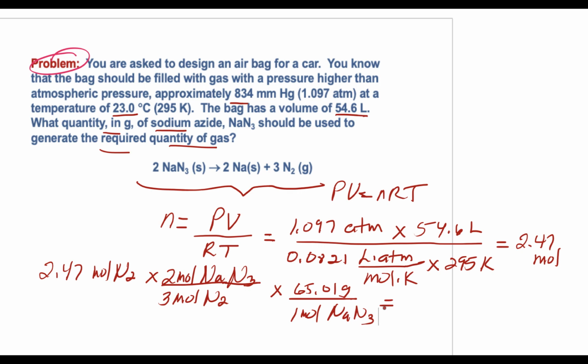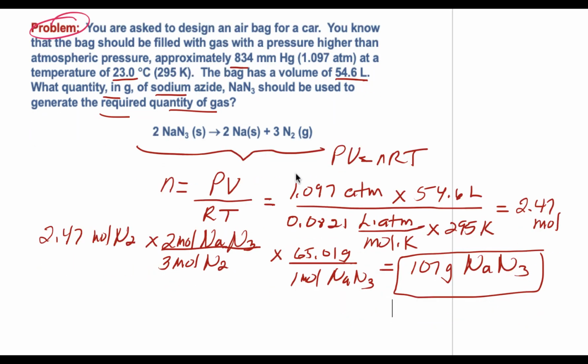Then we just put this in the calculator: 2.47 times 2 divided by 3 times 65.01. And we would need 107 grams of the solid. Okay, so these are just like the problems we were doing before. It's just that sometimes we need to use the ideal gas law.